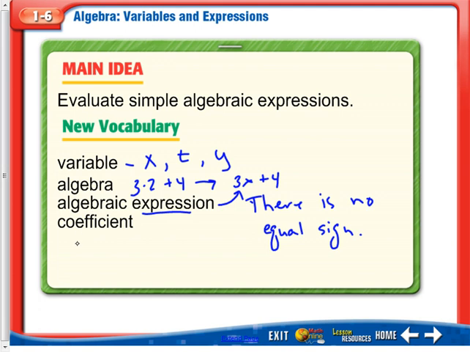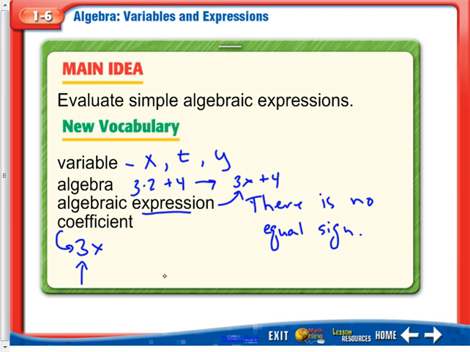All right, the coefficient. Like in our example up here, I have 3x. We say that 3 is the coefficient of x. And coefficient basically means what number is being multiplied by the variable. So if I say, what's the coefficient? You would say 3. It's the number right next to the letter.